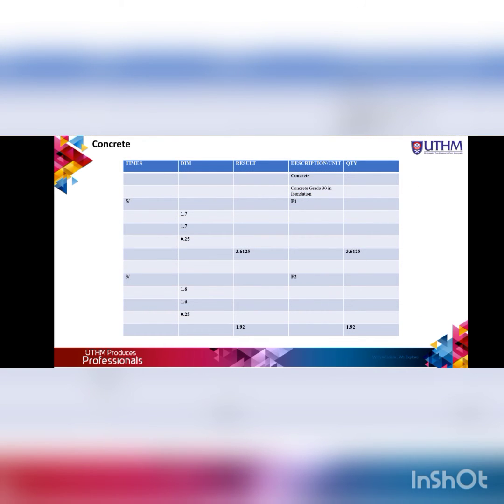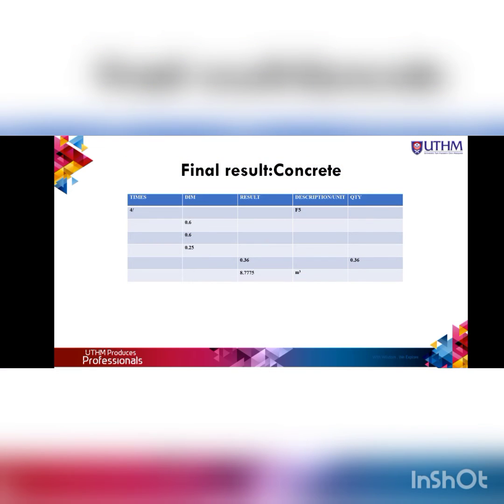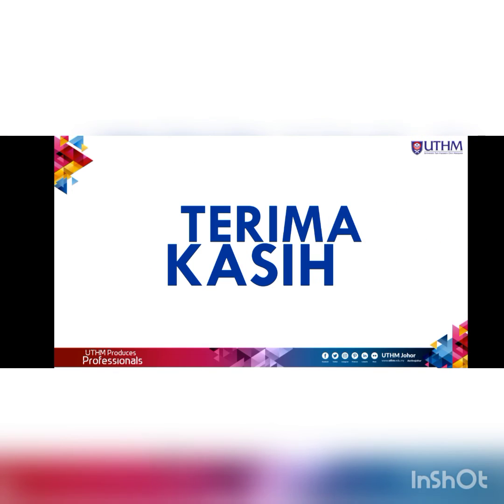So the next taking off is concrete. The description for concrete is we use concrete grade 30 in foundation. For the first pad footing, the times are 5 with dimensions 1.7, 1.7 and 0.25. The result for the first pad footing is 3.615, which is the same as the quantity, 3.615 meter. And the final result for concrete, after the sum of the results, is 8.7775 meter cube. That's all for me.